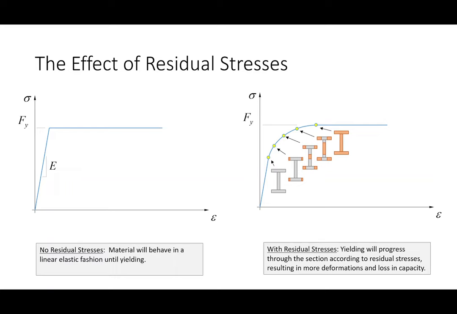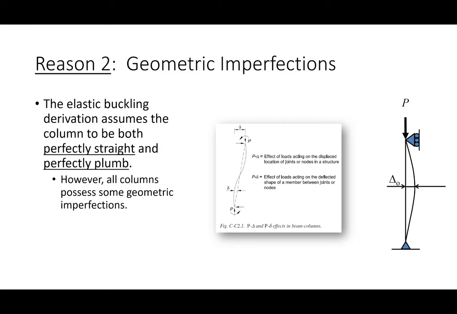So this is the first big problem with compression members, why real behavior deviates from ideal behavior. And that first problem is residual stresses. Okay? That's the first problem. The second problem is imperfections. I told you that in my derivation, I was assuming that this column was perfectly straight. There is no column that is perfectly straight. None. There is no column that is perfectly plumb. And what I mean by that, an out of straightness would be the column having a little bit of a bow to it.